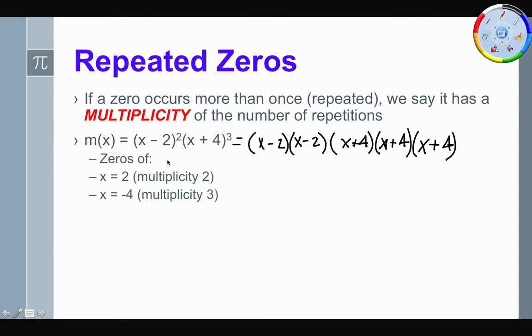And the zeros here are x equals 2, which makes the first one 0, with a multiplicity of 2 because it occurs 2 times. Notice that right there. So we get a 0 of 2 with a multiplicity of 2, and we get a 0 of negative 4 with a multiplicity of 3. Now note, this part here is not necessary. All I get these answers from is the 0 of the thing in the parentheses, and the exponent is the number of times it's repeated.